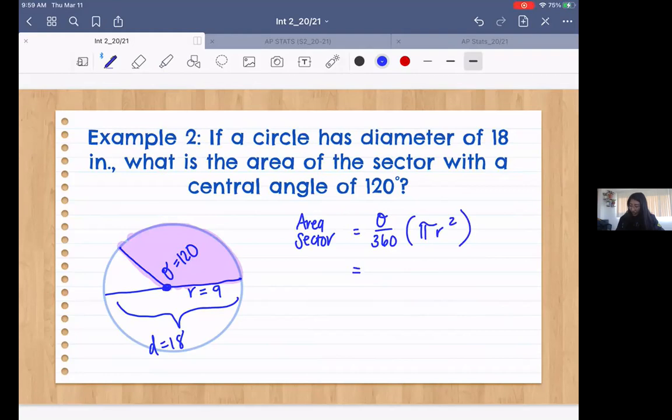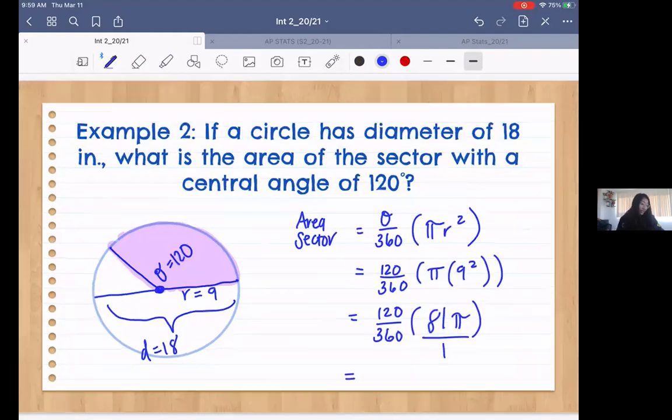Okay, so now I have all my information. I have 120 over 360, and then plugging in 9 squared. And then if I were to simplify the inside, I should get 81 pi. And then put this over 1 so that you can just calculate through. I'll just keep going down.